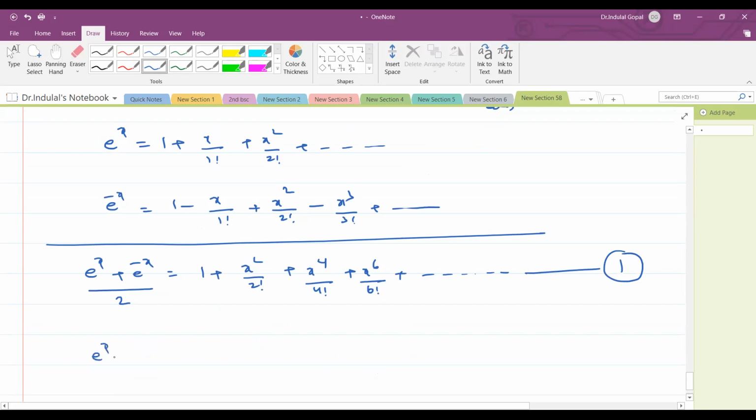Similarly, e raised to x minus e raised to minus x: the 1 and 1 cancel, but we get 2 times x by 1 factorial plus 2 times x cubed by 3 factorial. So divided by 2, it is equal to x by 1 factorial plus x cubed by 3 factorial plus x raised to 5 by 5 factorial plus etc. So these are two mathematical expressions we use in doing problems.